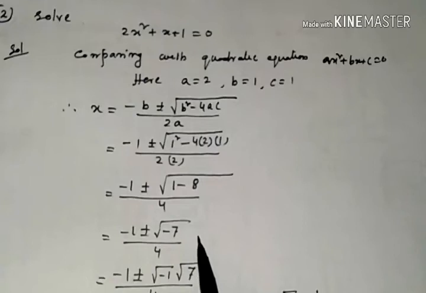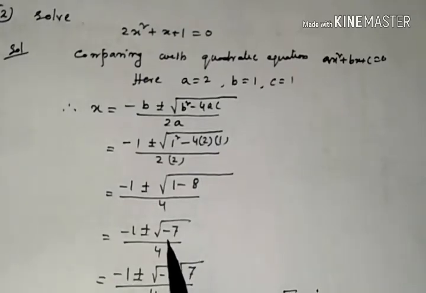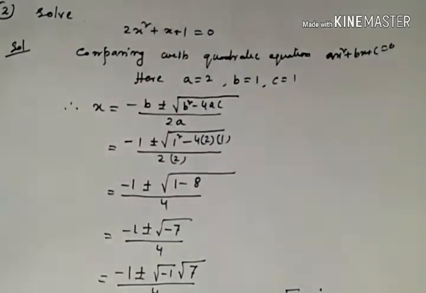We cannot get real roots here. Roots will be imaginary because b² - 4ac is less than 0 here. We have got this condition earlier. Therefore, we can write √(-1)·√7, and √-1 is i. Therefore, we can write this. So, roots are this. Our next problem is this.